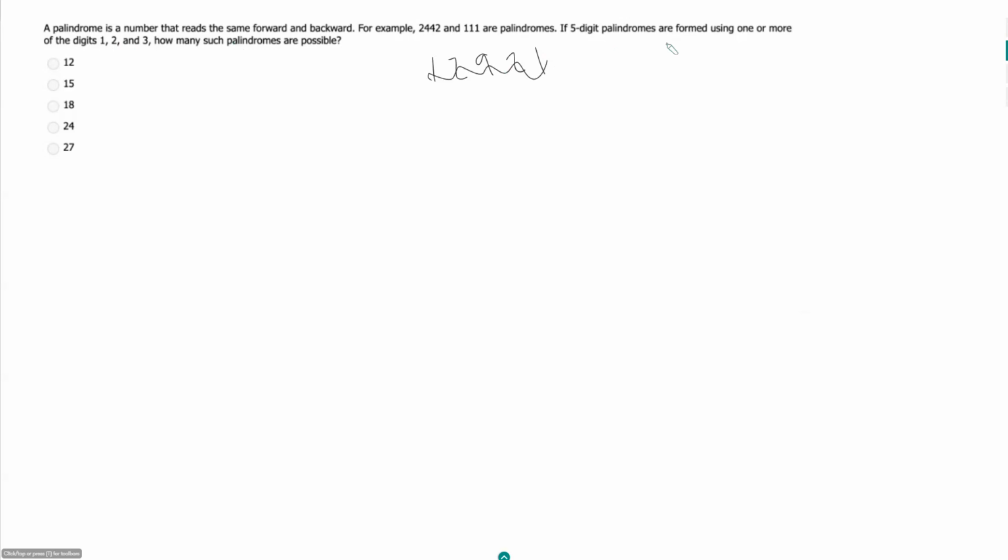And also they're saying there should be an "only" in here. I feel like we're forming 5-digit palindromes only from the digits 1, 2, and 3. So first, make sure you understand what they're saying, or what they're trying to say, at least. Then, how many such palindromes are possible? So there's no predetermined formula or anything that we can plug into to find this.